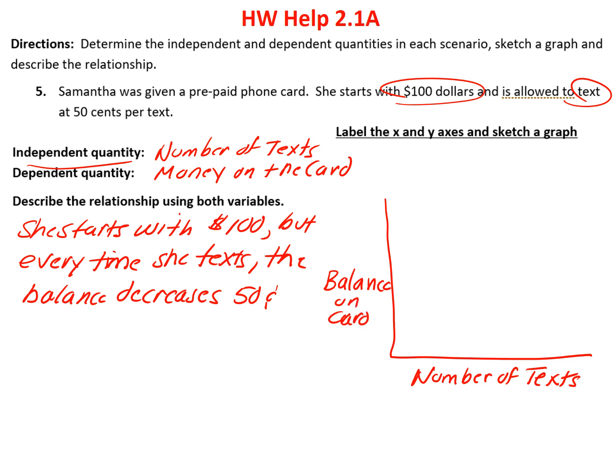Now notice in this case, the card starts at $100. So our first point is going to be up there at $100. But then every time she makes a text, it goes down 50 cents. And so you're going to get something that looks like this, because there's no 25 cents. It's going to be discrete. Every time she makes a text, 50 cents, 50 cents, 50 cents, and it's just going to go down like that until it finally runs out of money.